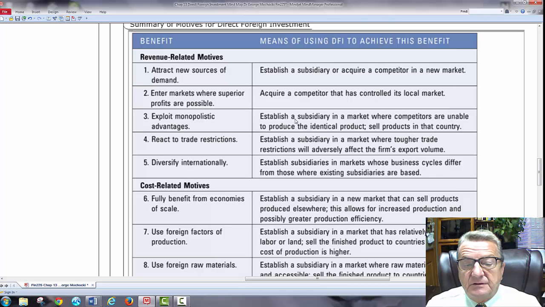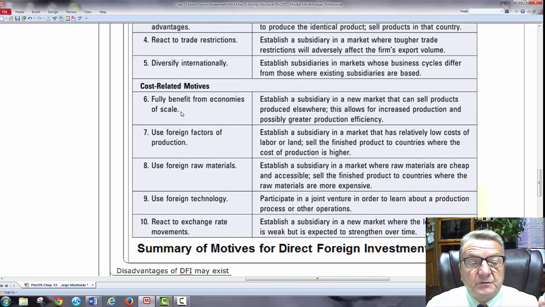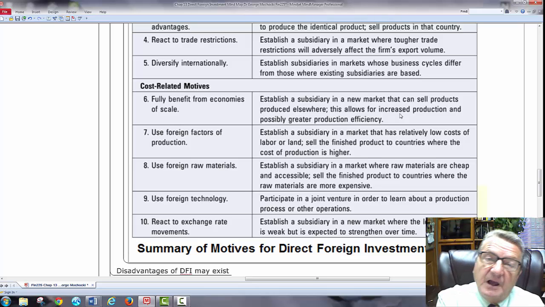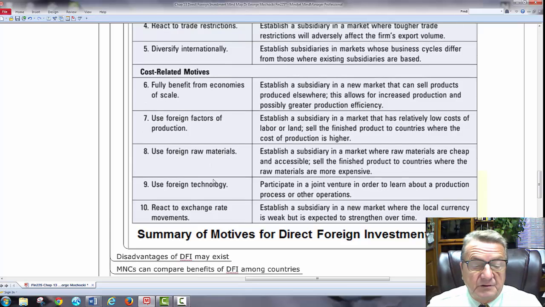Exploit monopolistic advantages, react to trade restrictions, establish a subsidiary in the market, diversify internationally, and everything we've talked about, cost-related, fully benefit from economies of scale. Establish a subsidiary in a new market that could sell and produce elsewhere and allow for increased production. So I can make it here, not only for that market, I could even ship it, with the shipping costs, and still have a comparable advantage and sell it someplace else. Raw materials, everything we talked about.